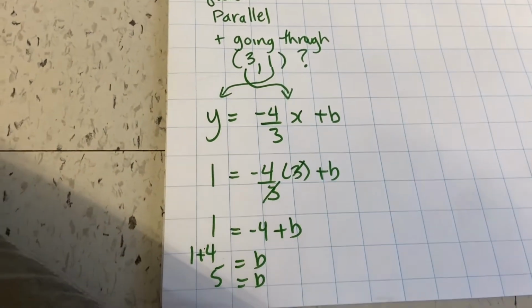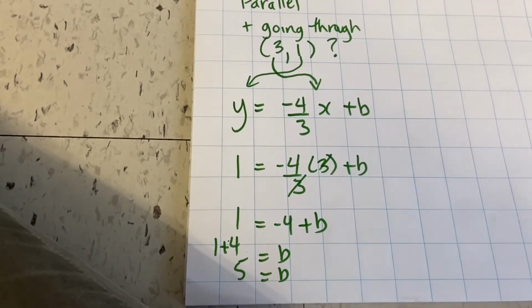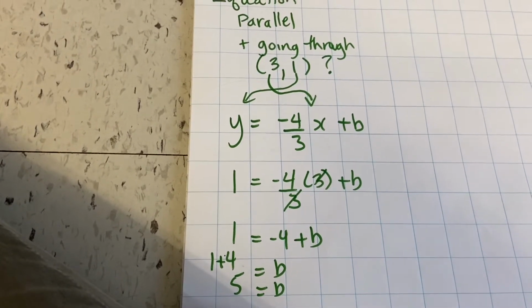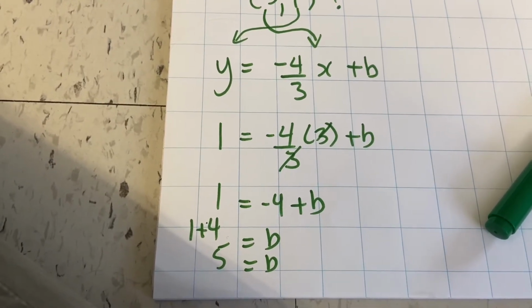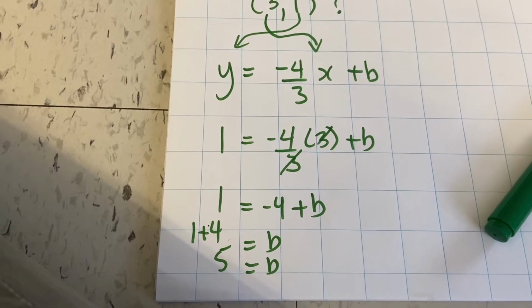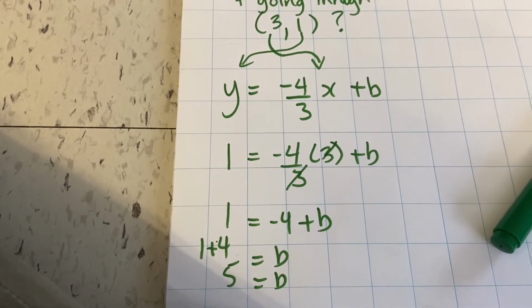I'm going to put down my cell phone for a second, and I'll come back to you in a moment, and I'm going to draw the line, and we'll see that, yes, it makes sense that it goes through 5 on the y-axis. According to algebra, the b, or the y-intercept, should be 5 when the slope is minus 4 over 3, and when it goes through the point (3, 1).